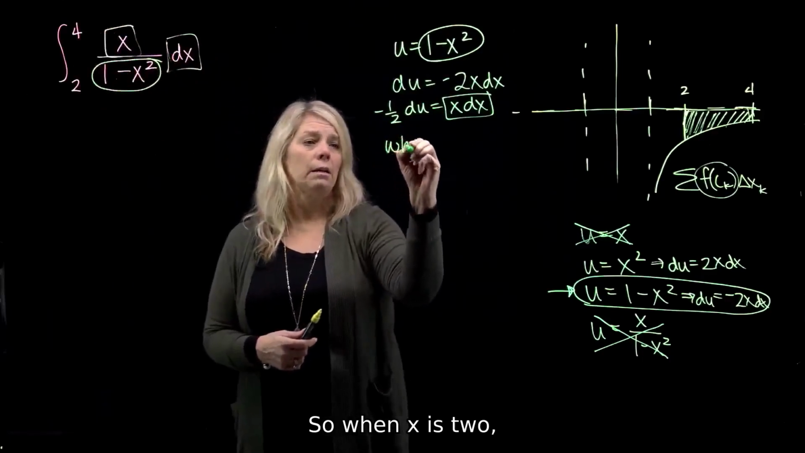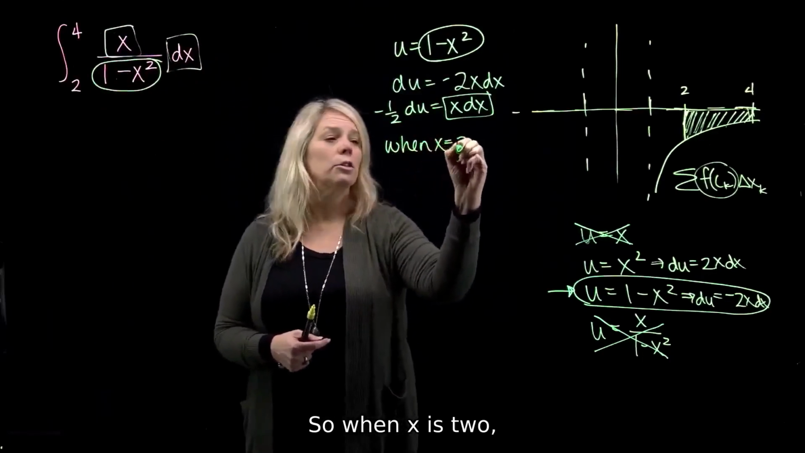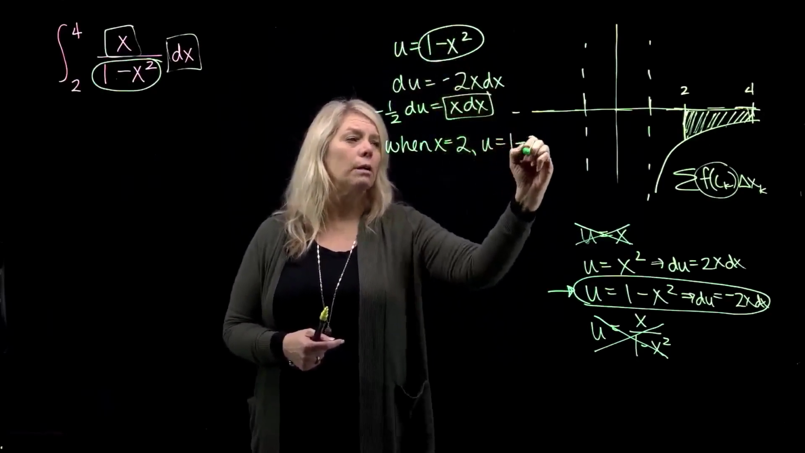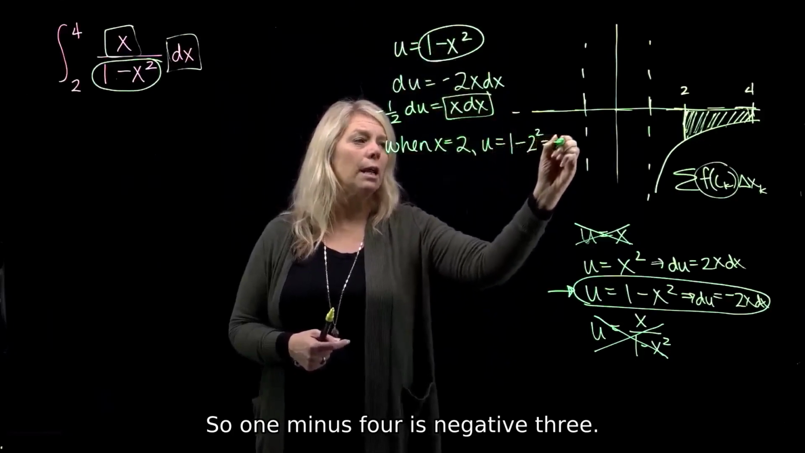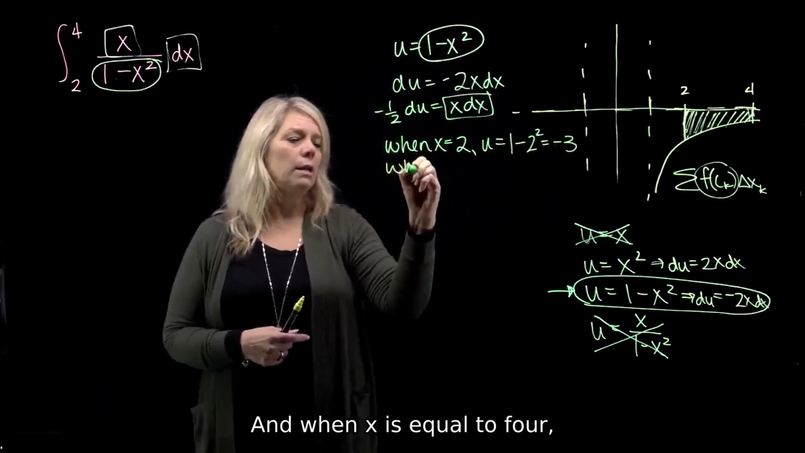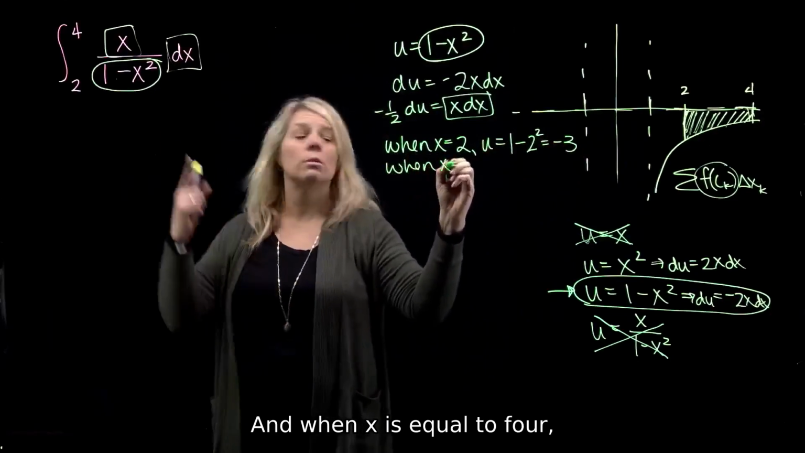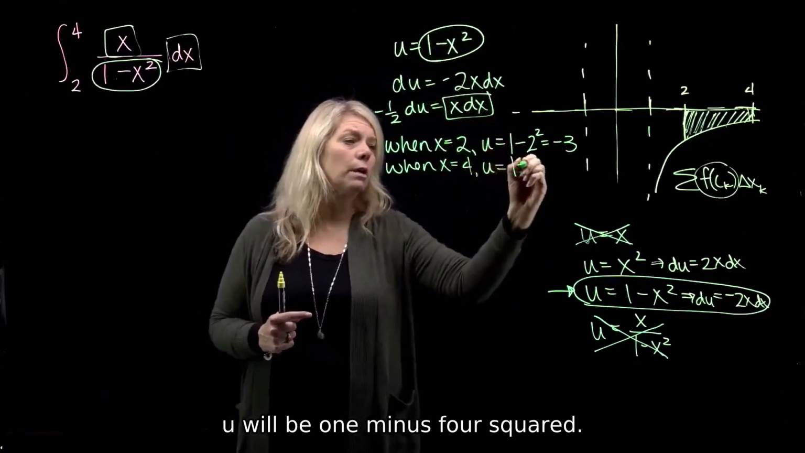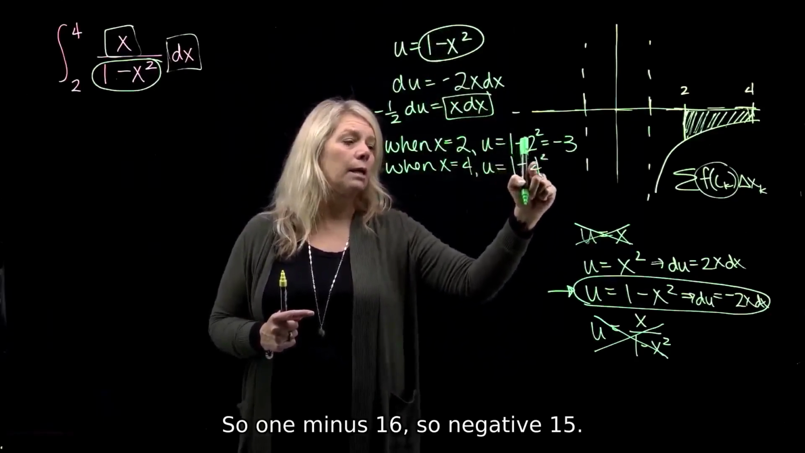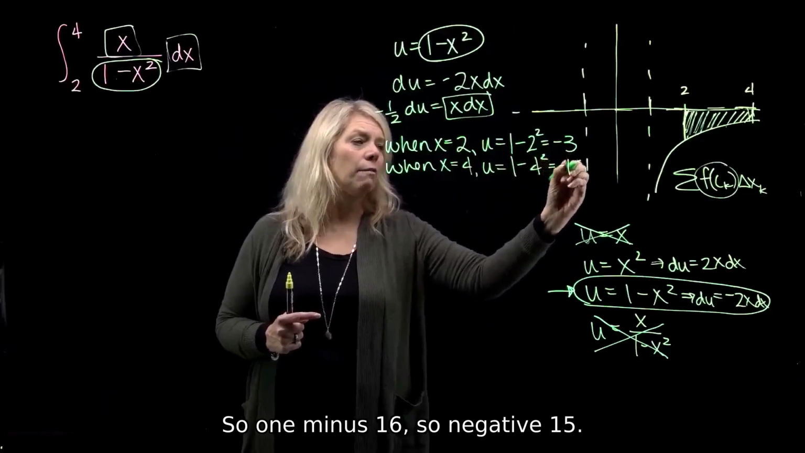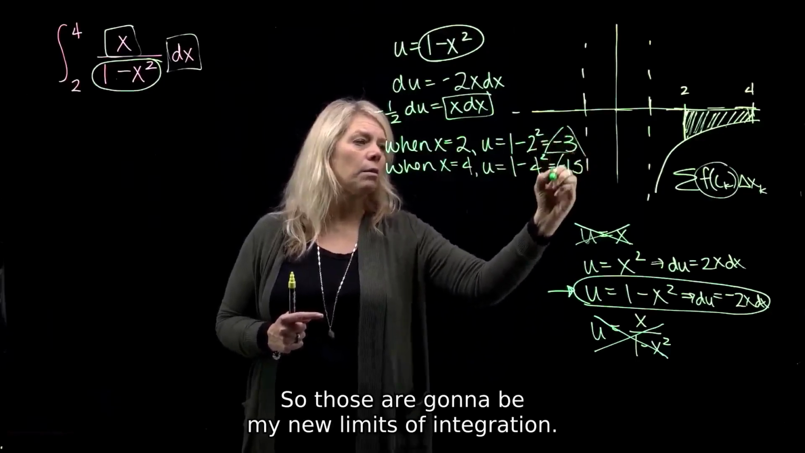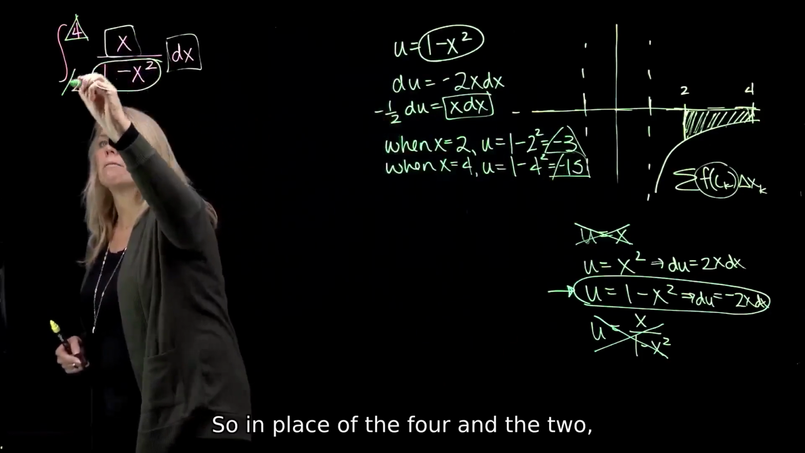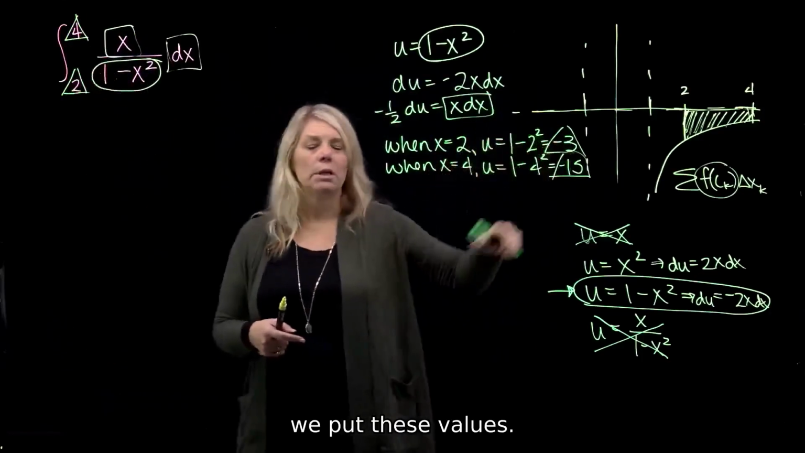So when x is 2, u will be 1 minus 2 squared. So 1 minus 4 is negative 3. And when x is equal to 4, u will be 1 minus 4 squared. So 1 minus 16, so negative 15. Those are going to be my new limits of integration. So in place of the 4 and the 2, we put these values.